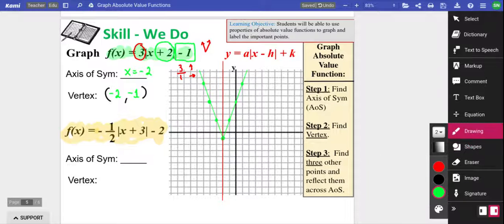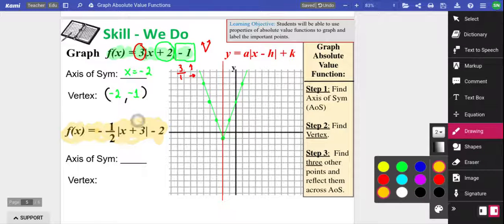Let's repeat the process for the second function. We have that this number is the axis of symmetry, x equals the opposite, -3. Therefore, -3 is part of our vertex as well. The other number we get from this -2, which is the value of k. Let's graph that. (-3, -2) would be right there. So that's our vertex. Now, if we look at this value, it's a negative. Therefore, our function will be opening downwards.